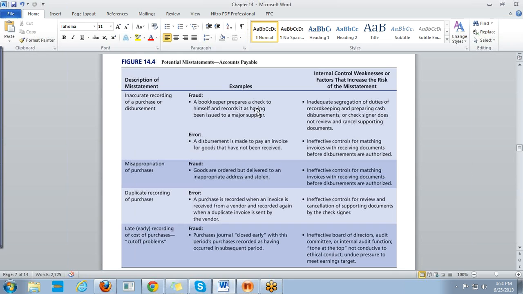All right, let's take a look at this: a bookkeeper prepares a check to himself and records it as having been issued to a major supplier. You should see this as an example actually done when you see that podcast. Ineffective controls. This one is stealing assets over here too, and that is very important. Important over here too, okay?